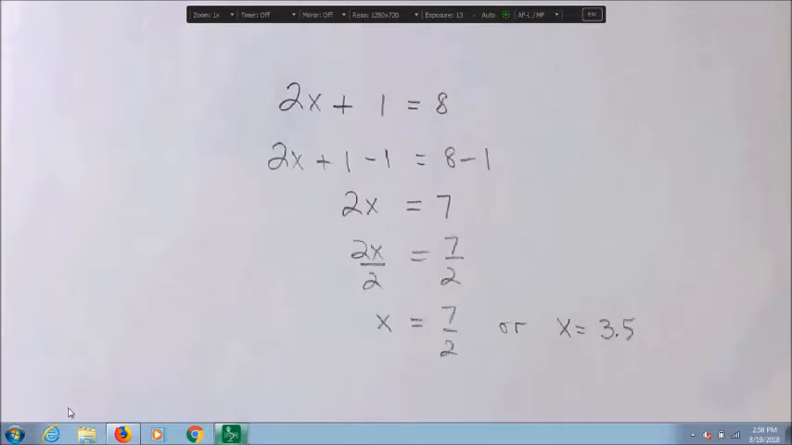Okay, and that's how you do your one- and two-step equations. So please practice and ask if you have any questions.